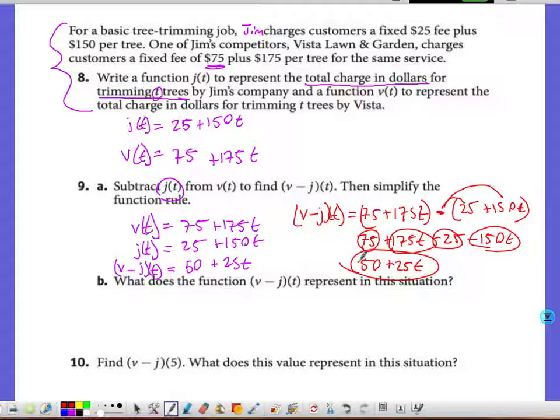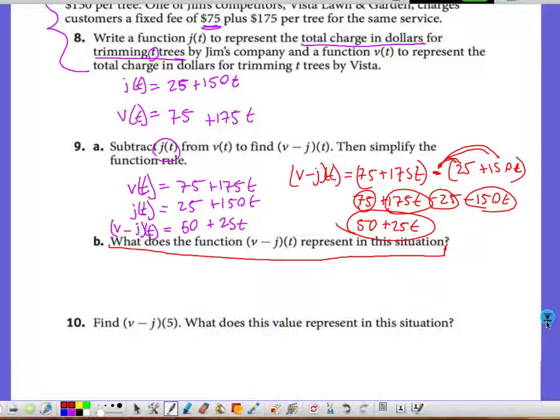So there's two ways you could have done this. You could have just set the functions on top of each other and subtract in this manner, or if you worked it out like this, you have to put parentheses around the functions. That way you remember to distribute. Okay. What does the function v minus j of t represent in this situation? Alright. 9b and 10, I'll leave it up to you to find out what the answer is.